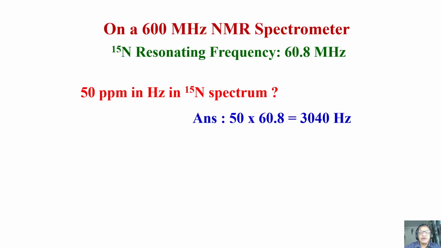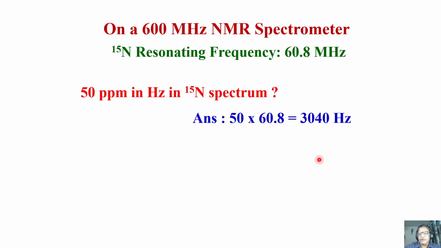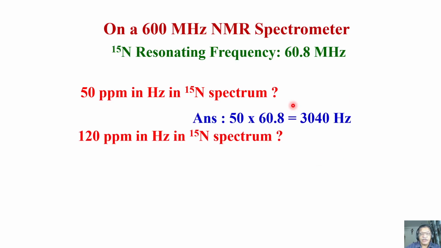All we have to do is, when you know the value in ppm, as I have been telling you, you have to multiply by the resonating frequency. Since the resonating frequency of nitrogen 15 is 60.8, simply multiply 50 by 60.8. So 50 ppm in hertz in the nitrogen 15 spectrum is 3040 hertz. Okay.